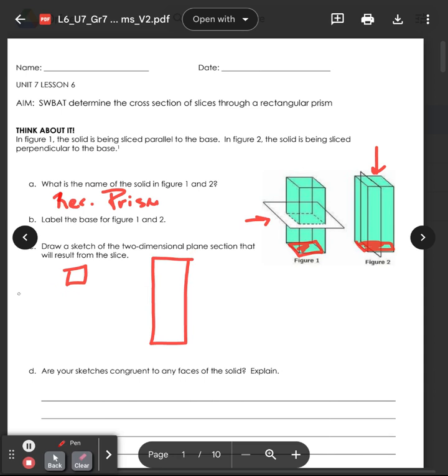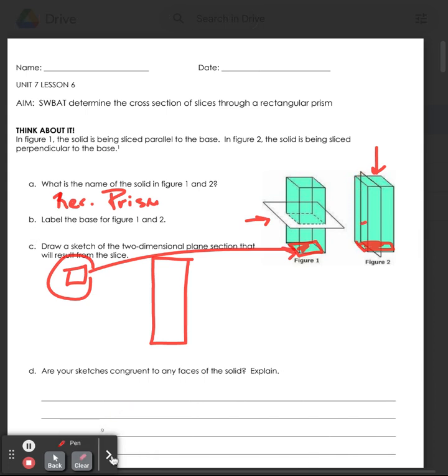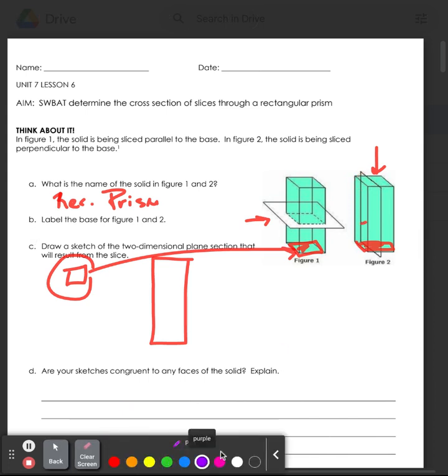So our first key point is that the cross-section of a slice parallel to the base of a rectangular prism is congruent to the base. This is equal to the base. It's congruent to the base. It's the same size as it. Whereas for figure 2, the cross-section of a slice perpendicular to the base is congruent to the parallel face. It's congruent to this face. So this face that we see here, let's put this in a different color. Let's go purple. The face that we see here, this is what our cross-section would be congruent to.